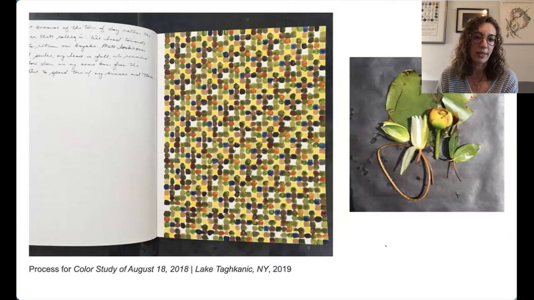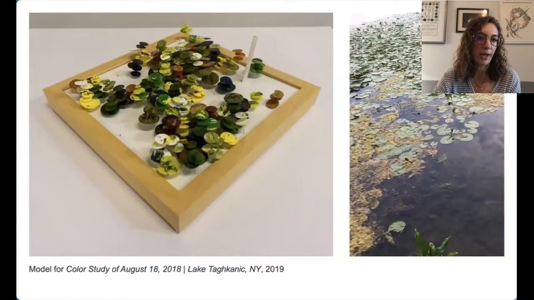And then same thing with this one. This was a color palette that I had gathered at Lake Taconic. And there on the left, you see the color journal entry for it. And then this is the same idea where you have this larger installation. And because it was in the water and I was actually on the water kayaking into these lily pad areas, everything was so much more wandering and had more of a flow, go with the flow type thing. So I wanted it to be less contained and more organic in nature.